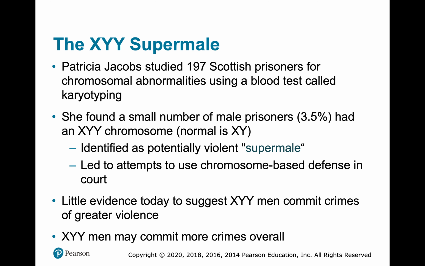Now, another thing that gets discovered while Patricia Jacobs is looking at Scottish prisoners, she finds a small number of male prisoners have what's called an XYY syndrome. Okay? They have an extra Y chromosome. So normally men get an X chromosome from their mother and then a Y chromosome from their father. Women get an X from both their mother and their father. These are referred to as super males and considered potentially violent. And this led to attempts to use this as a defense in court. But there's little evidence to suggest that they commit crimes of greater violence, although they may commit more crimes overall.